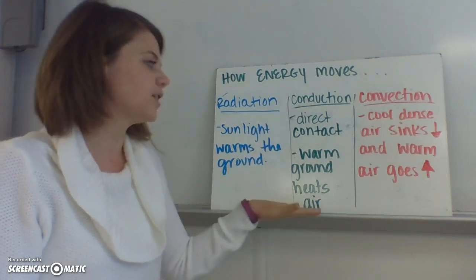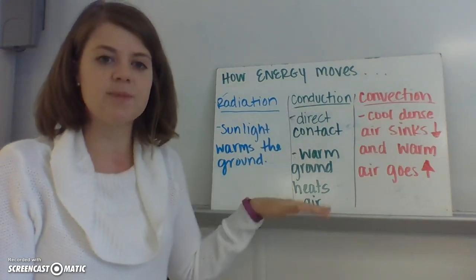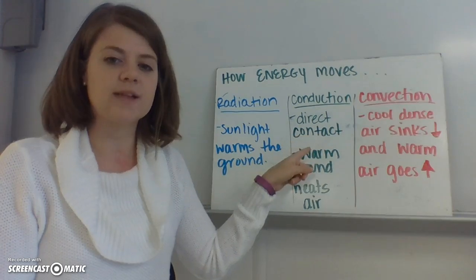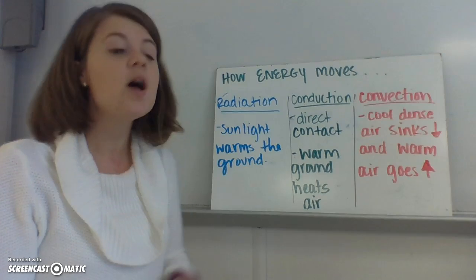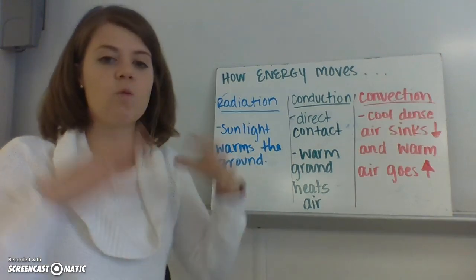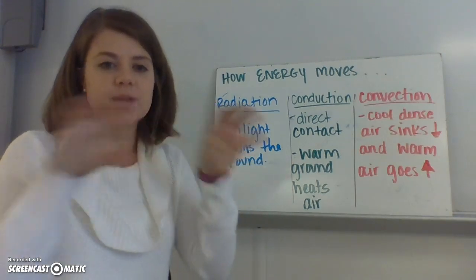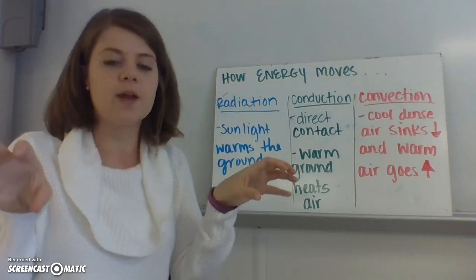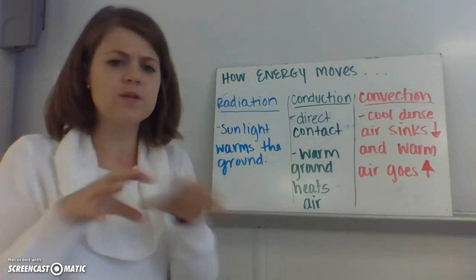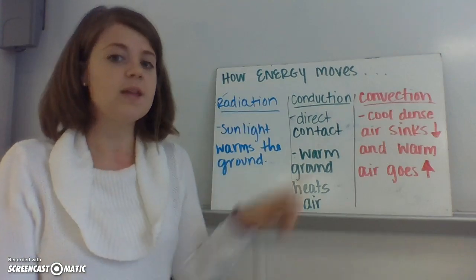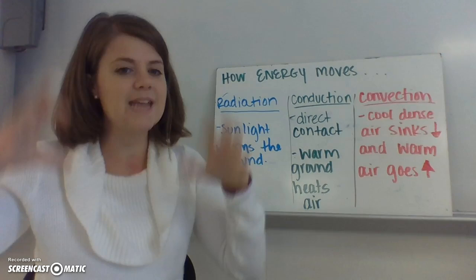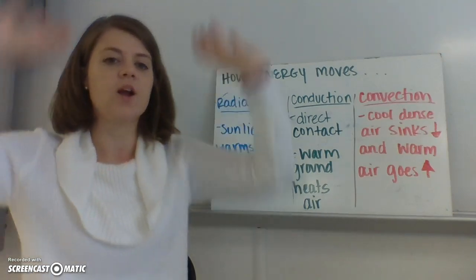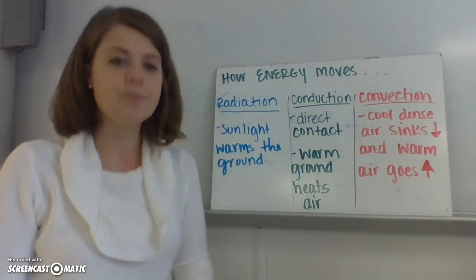And then we've got conduction. Conduction explains what happens when it's direct contact. Energy is transferred through direct contact. An example of this is when our warm ground heats up those air particles that are right above it. So how do those air particles shift? Well, they shift due to convection, which is when cool, dense air sinks and warm air goes up. All right?